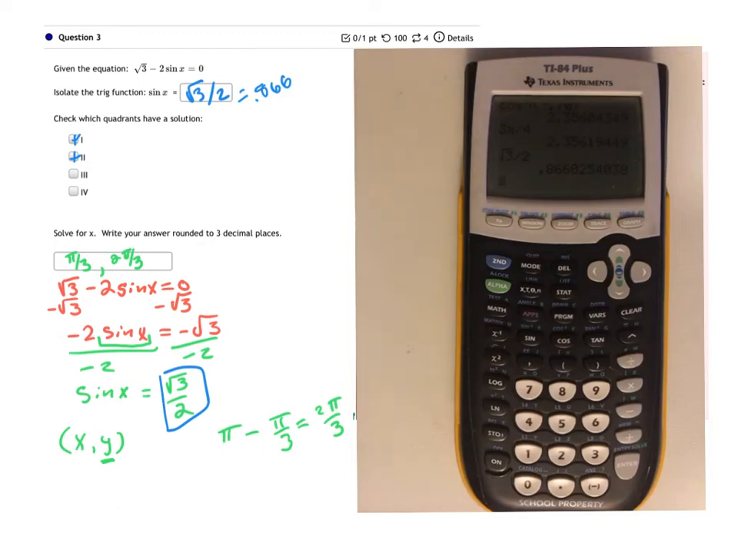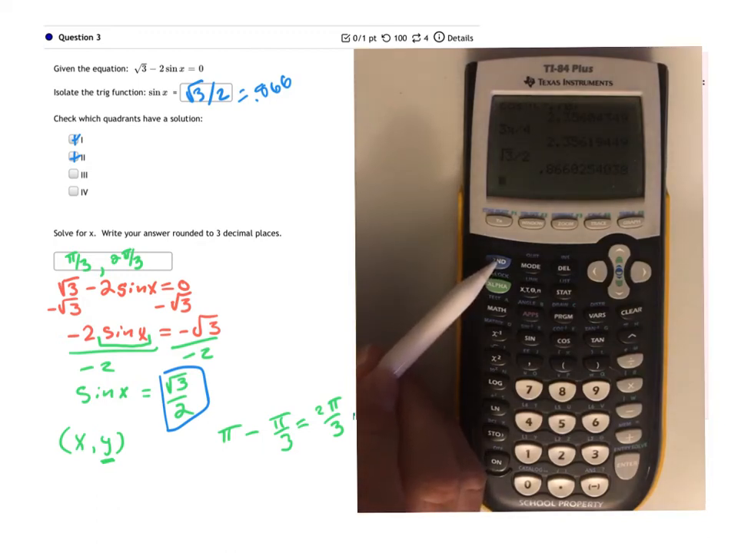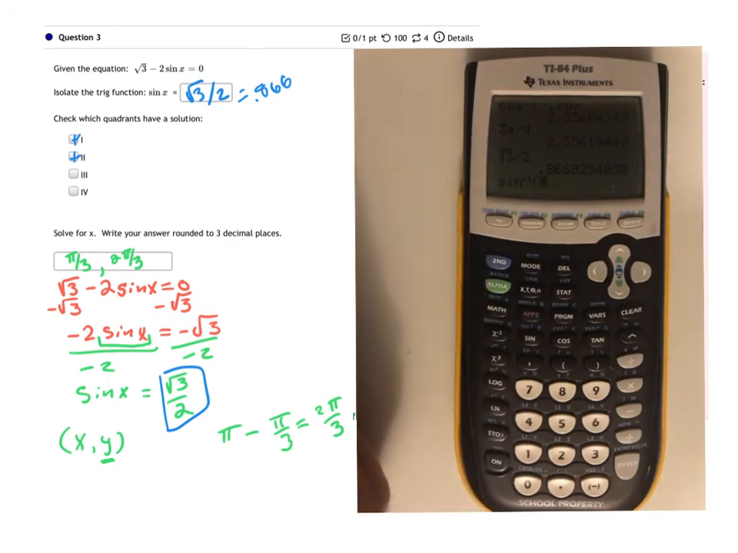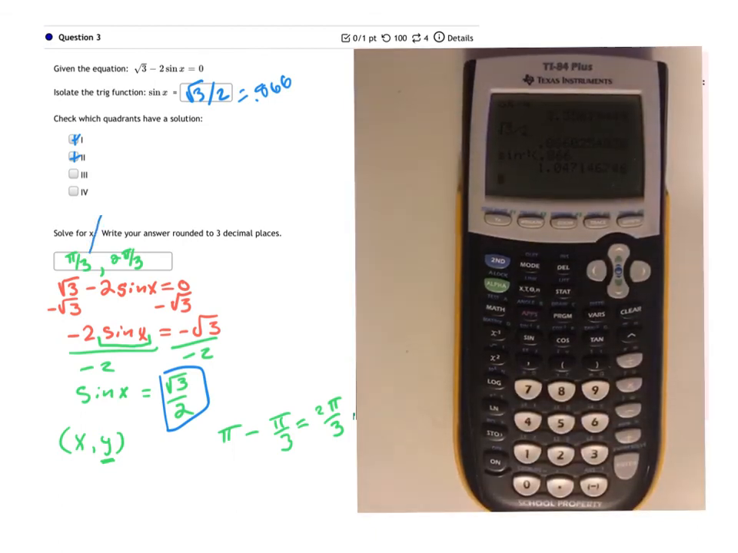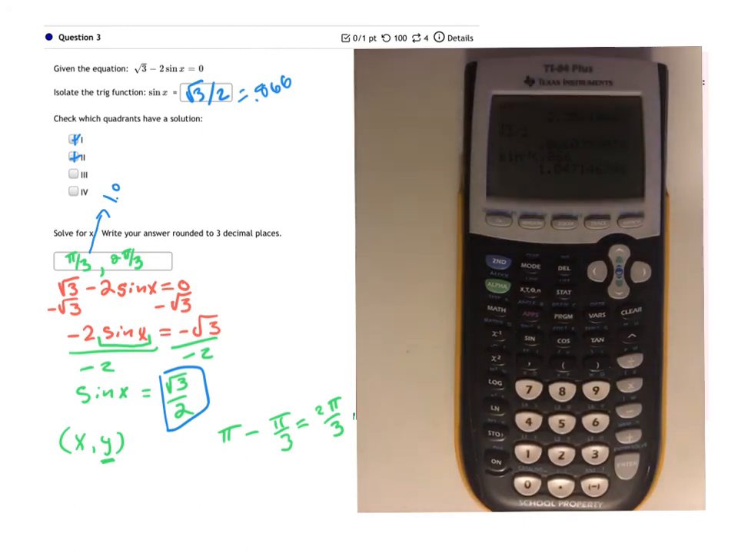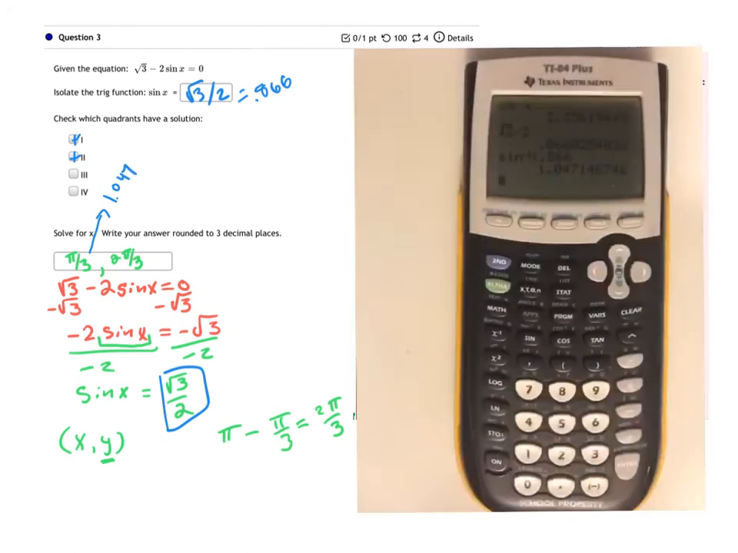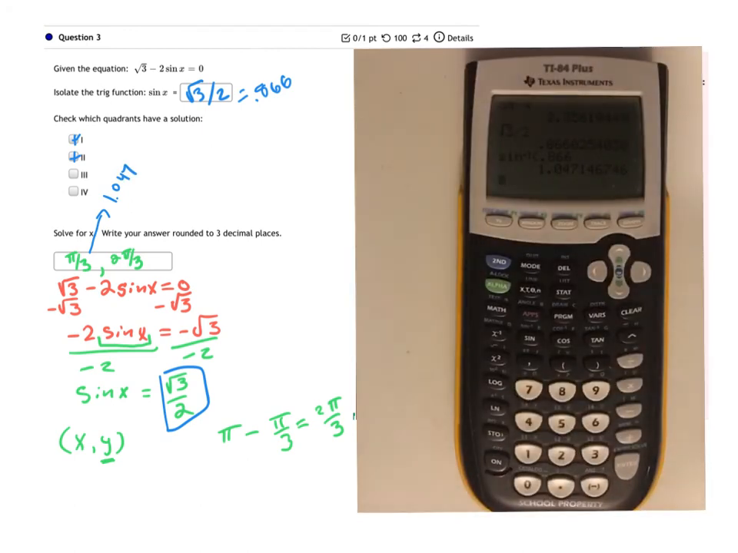So now if we use our calculator to find the inverse sine, all I have to do is do second sine, and then I'm going to put in my answer. So in this case, it's going to be 0.866, and when I hit enter, I get 1.047, which is the same as pi over 3. So 1.047.